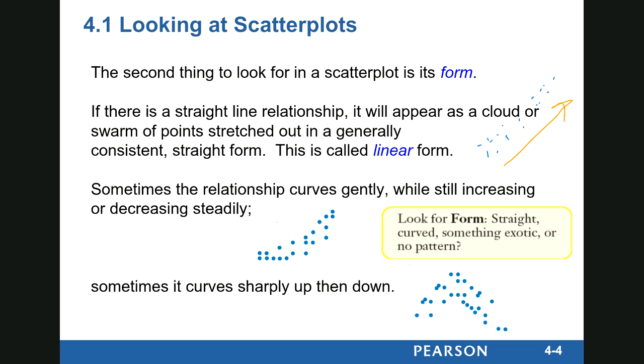But sometimes if there's a slight curve, maybe it's going slightly this way or maybe up and down, that's not linear. So we're trying to look for a scatter plot that is linear because we get better information when the relationship is linear. Okay. Any questions for me? Next thing is the strength.